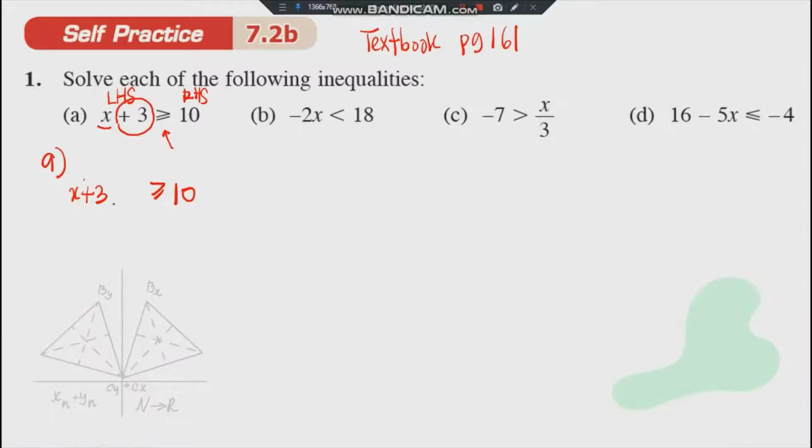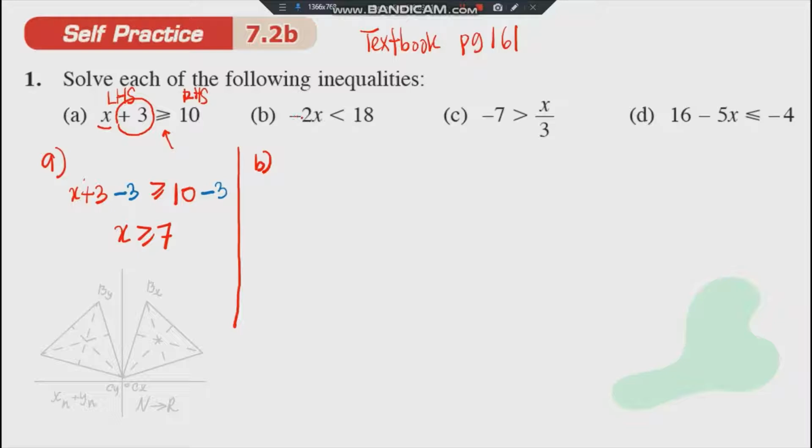We can get rid of the plus 3 by minus 3 on your left hand side, and the same goes to your right hand side, minus 3. So plus 3 minus 3, you will get x greater than or equal to 7. The symbol doesn't change because we only minus 3. We're doing subtraction of a positive number, which is 3. So the symbol remains the same. How about question B?